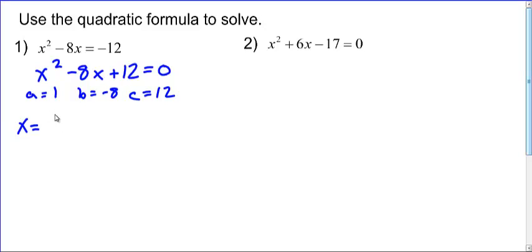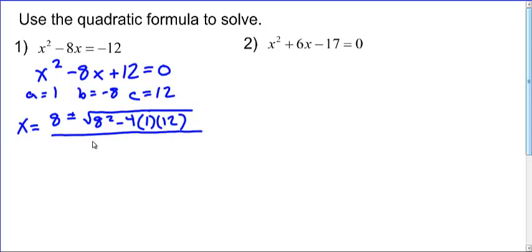X equals negative b, well that's just going to be positive 8, plus or minus the square root of negative 8 squared. And now when you think about it, when you square a negative, it just becomes positive. So I usually just neglect the negative right there. Minus 4 times a times c all over 2a.